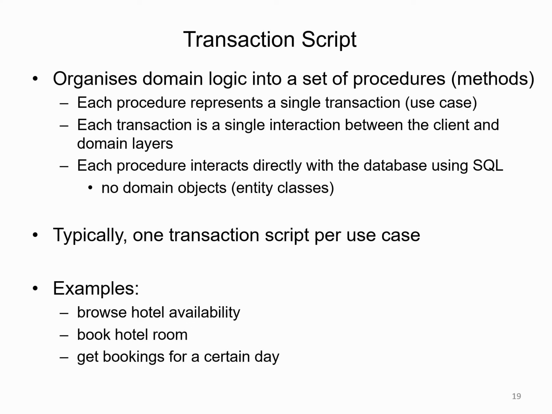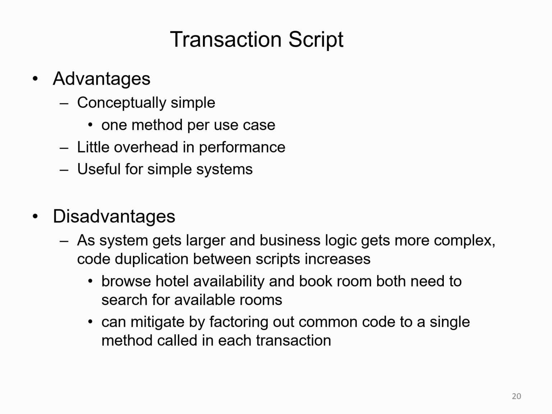Each procedure will very likely interact directly with the database rather than making use of entity classes. There are three examples here on screen: browse hotel availability, or book hotel room. So all the data will come in on that request, and then that one method will deal with all the checking and the booking and the returning of relevant information. The advantages of a transaction script are really straightforward.